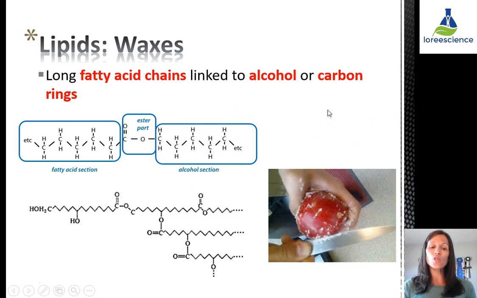As we said earlier, their job is to keep water from passing and act as a protective layer. We see that on the outside of a lot of fruits and vegetables, which allows them to keep the water on the inside and not shrivel up and get dehydrated if there's a drought, if there's not a lot of rain, keep the moisture on the inside of that organism.